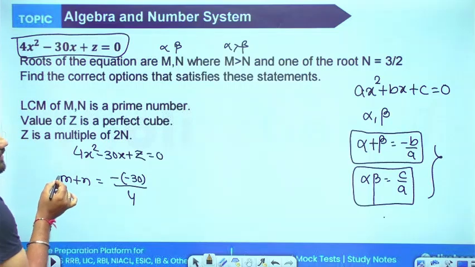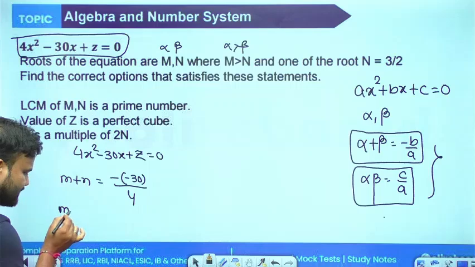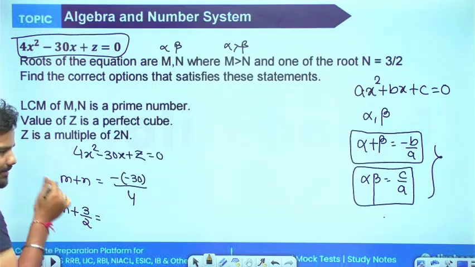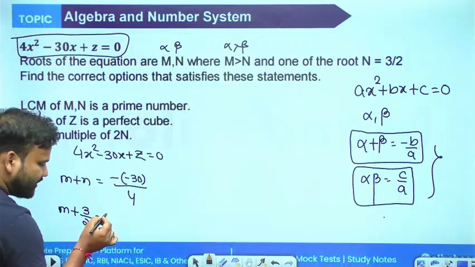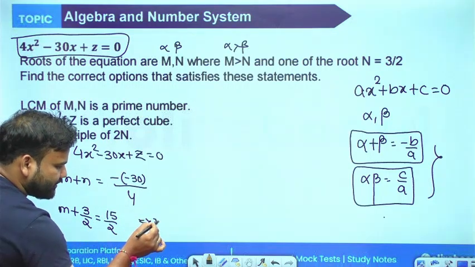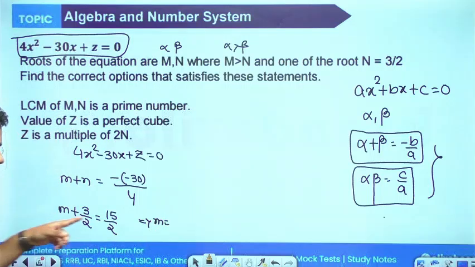We know one of the roots n is 3 by 2. So m plus the value of n, 3 by 2, is equal to 30 by 4. 30 by 4 is 15 by 2. Fine. So what is the value of m from here? So 15 by 2. Achha, 15 by 2 is how much? That is 7.5.